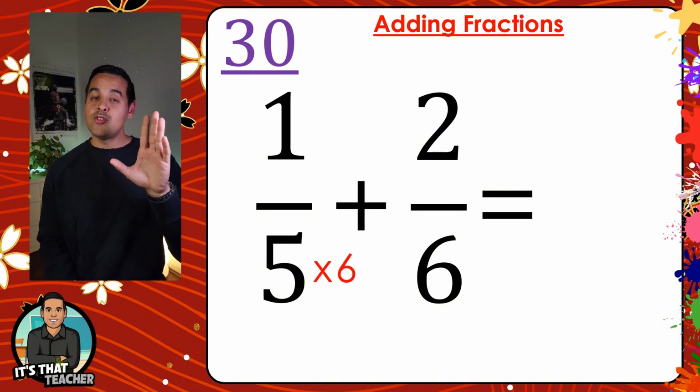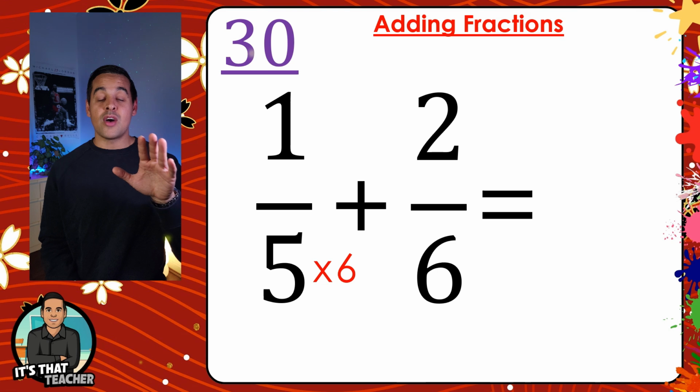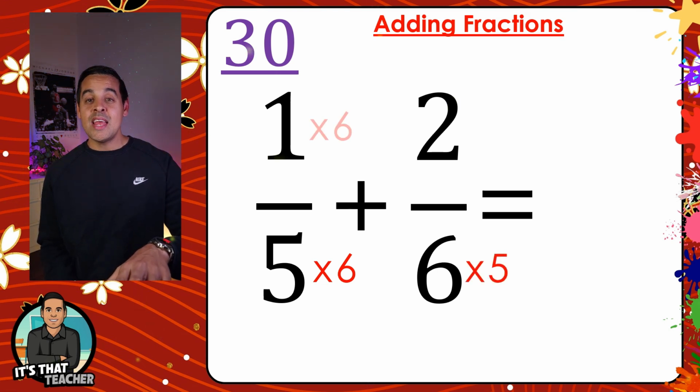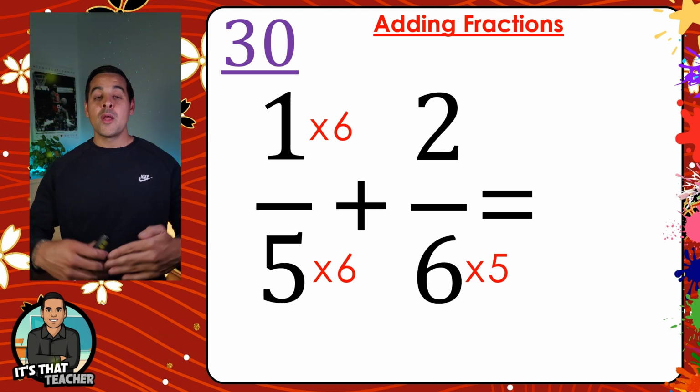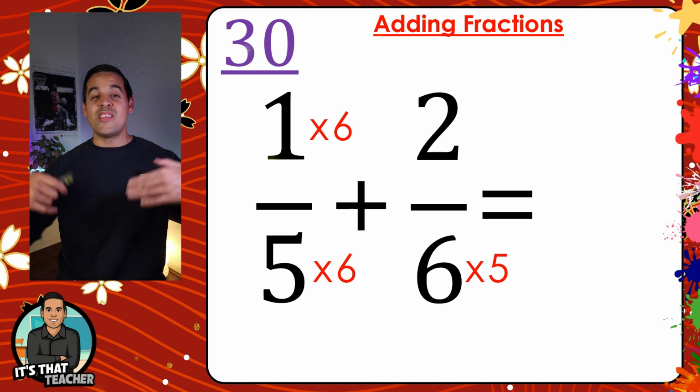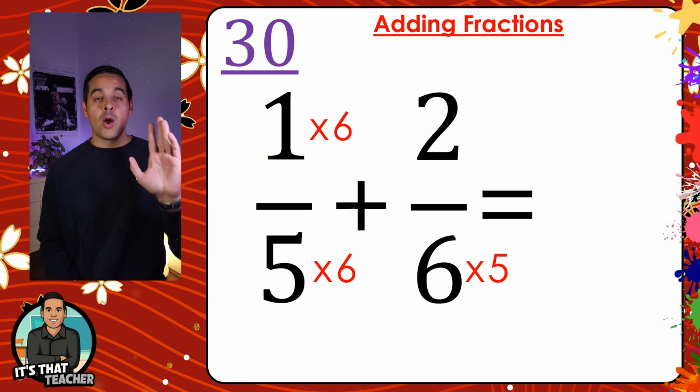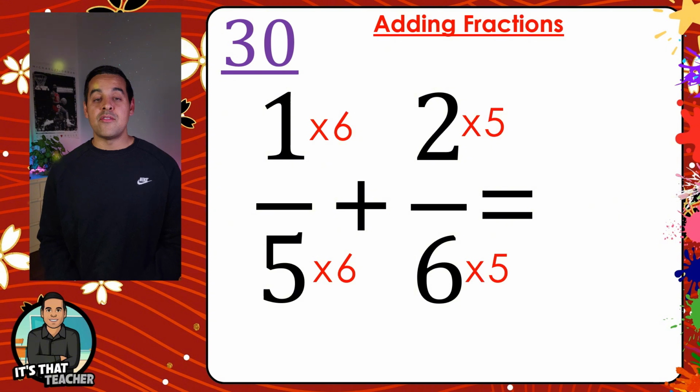So what do we need to do to 5 to equal 30? Well, we need to times it by 6. What do we need to do to 6 to equal 30? Times it by 5. And remember, whatever you do to the denominator, you need to do the same thing to the respective numerators. So 1 times 6, 2 times 5.